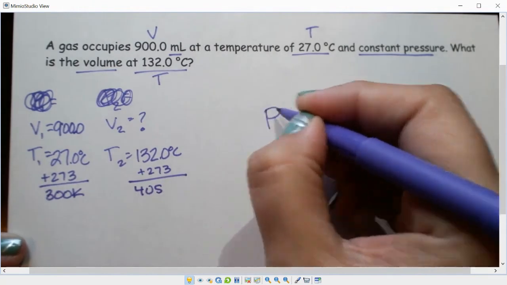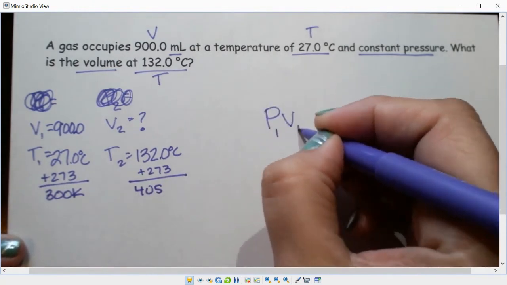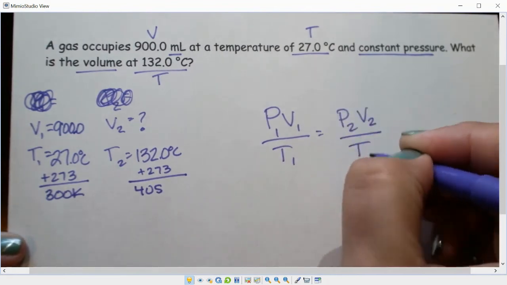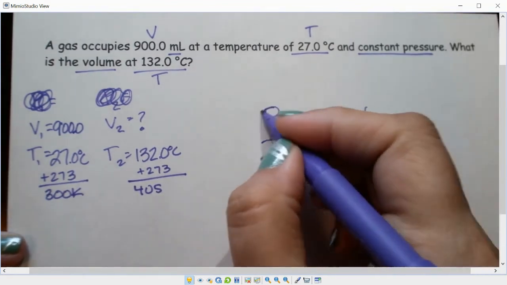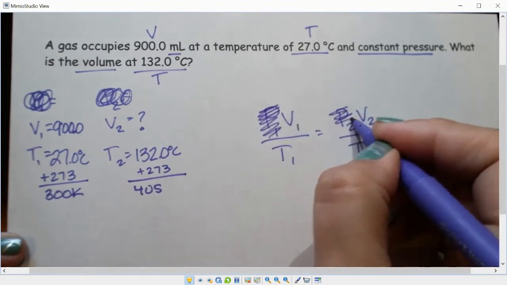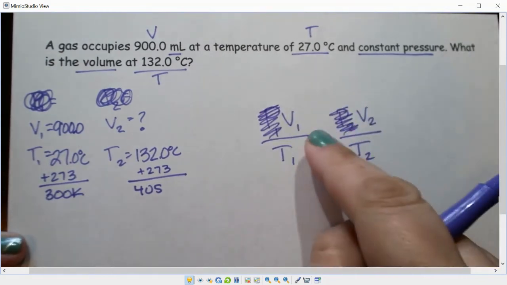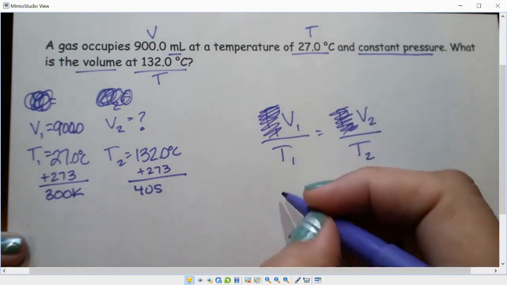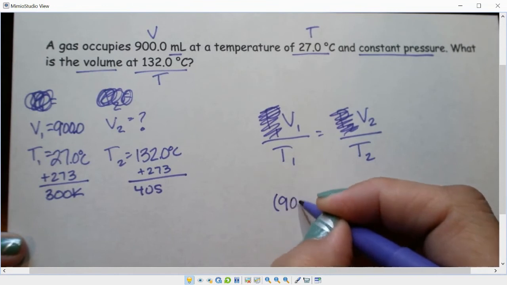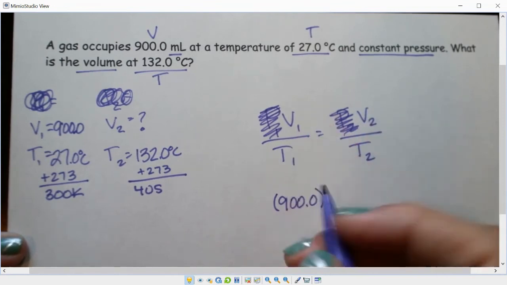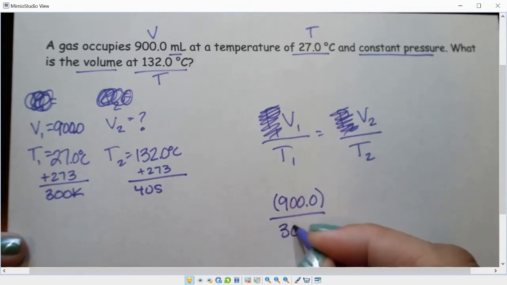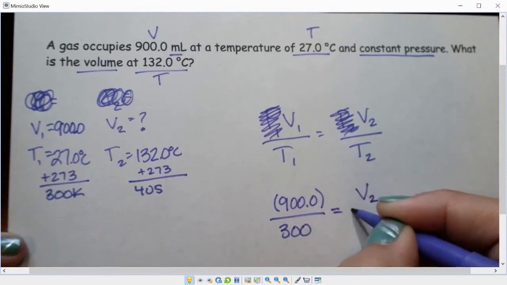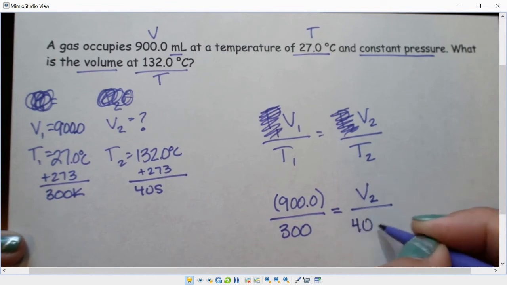Then we take a look at our equation. P1 V1 over T1 equals P2 V2 over T2. But of course, we've canceled the pressure variable, so we end up with just V1 over T1 equals V2 over T2. And now I plug my numbers in, substitute. So 900 milliliters for V1 over 300 Kelvin equals V2, my unknown, over 405 Kelvin.